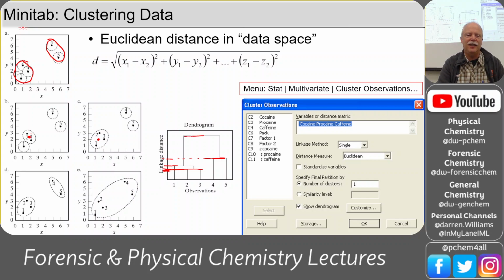Okay, and this will tell you how far you had to go to get those groups to combine. So this would be the distance between that cluster and that cluster right there. So if it's really tall, then these groups are really different. And if it's not very tall, they're not very different.